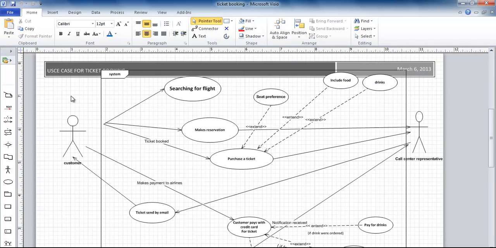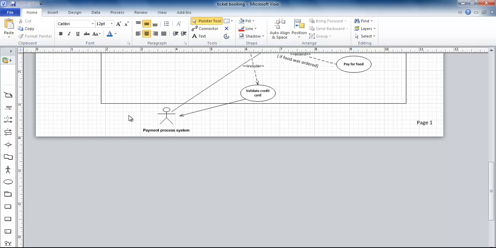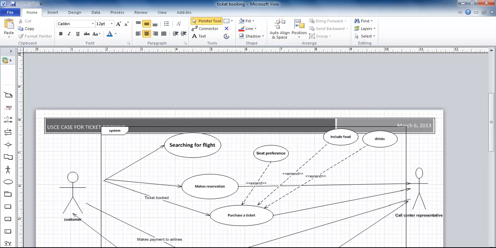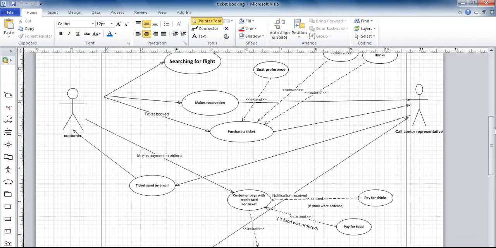Now this is a use case ticketing system. Basically you see there is a customer. The customer actually is going to use the interactive system we have, and on one side we have a call center representative who is going to interact with the customer, and then on the other side we have a payment process system. As you can see, this is our system. The system is in the box, and you can see that the actors are outside the system interacting with the system.